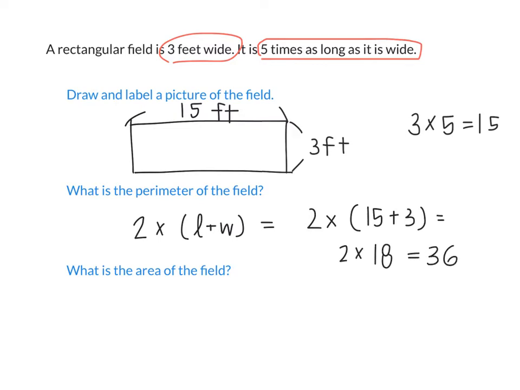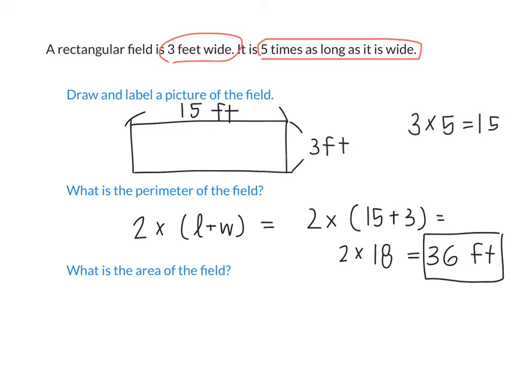Don't forget your units. It's very important because we need to label our answers with units. And because the problem is telling us that the measurements are in feet, we know that the perimeter is also measured in feet. Go ahead and pause the video right now to see if you can finish the next step by yourself. What is the area of the field?